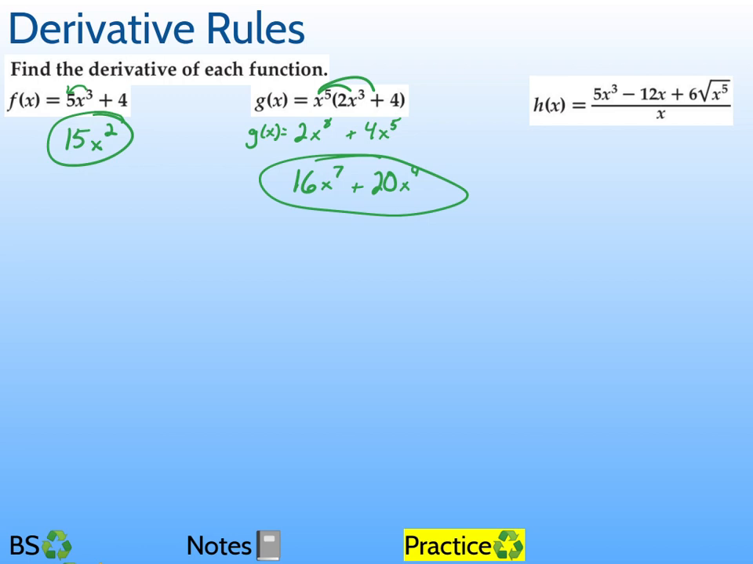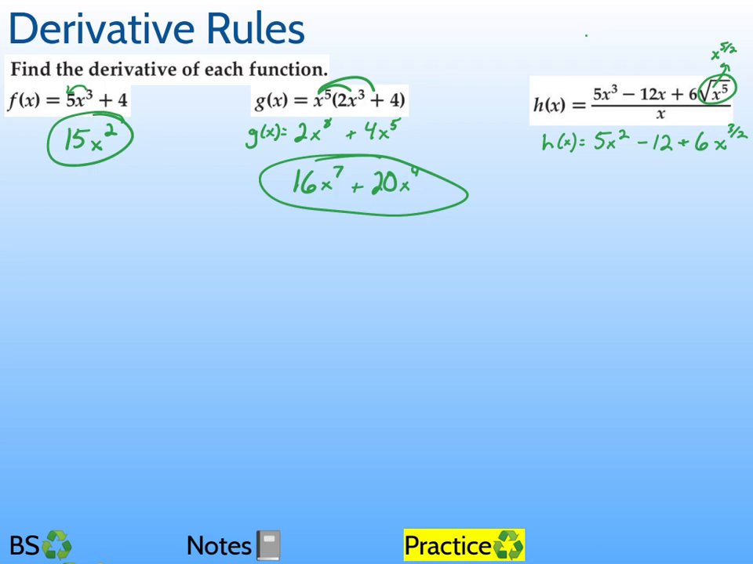This one, we're going to divide everything by an x term. So, the first thing I want to do, I'm going to rewrite the square root of x to the 5th term, and I'm just going to treat that as x to the 5 over 2. So here, essentially we're just going to drop each one of these down a power. So our new h of x is going to be 5x squared minus 12 plus 6x, and then we subtract 5 over 2 minus 1 is 3 over 2.